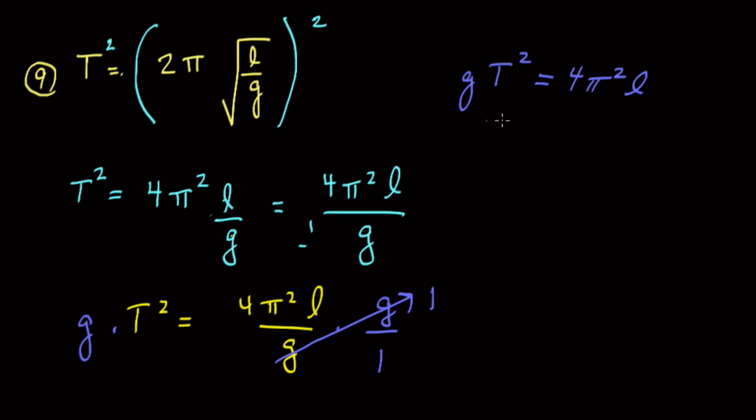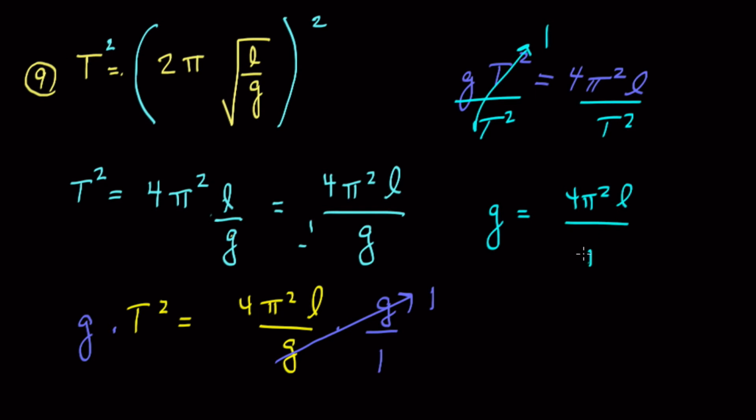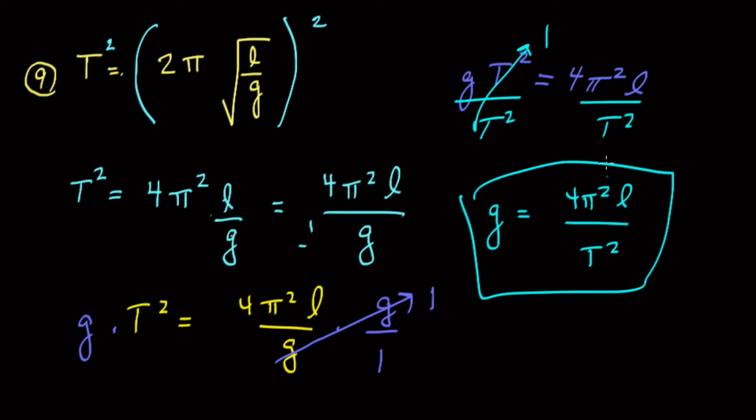And I want to solve for G, so I'm going to divide both sides by T squared. T squared over T squared is 1. Any number divided by itself is 1. So I end up with G equals 4 pi squared L over T squared. And that is your answer.